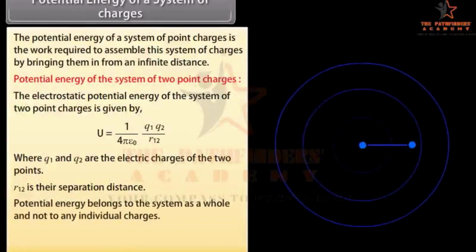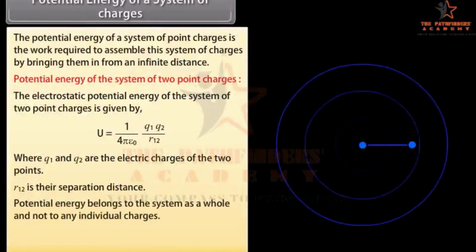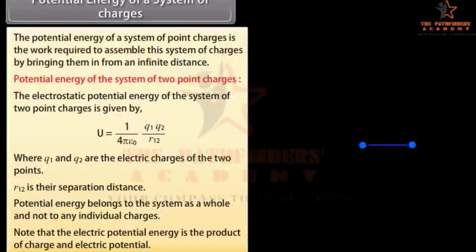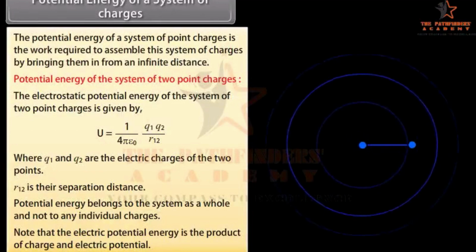Potential energy belongs to the system as a whole and not to any individual charges. Note that the electric potential energy is the product of charge and electric potential.